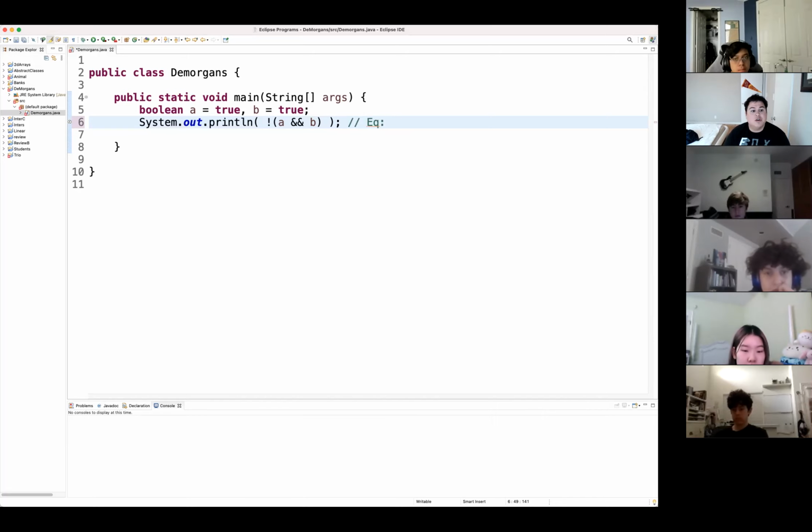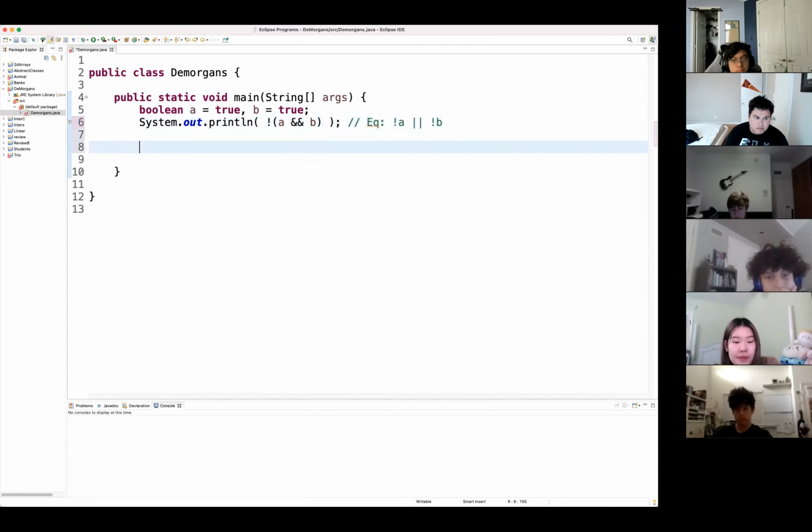Another way to write this equation through the distributive property would be not A or not B. Not A or not B. Again, not really worried about what A and B is, because if you don't know how to break this down, you're not going to get the right answer.